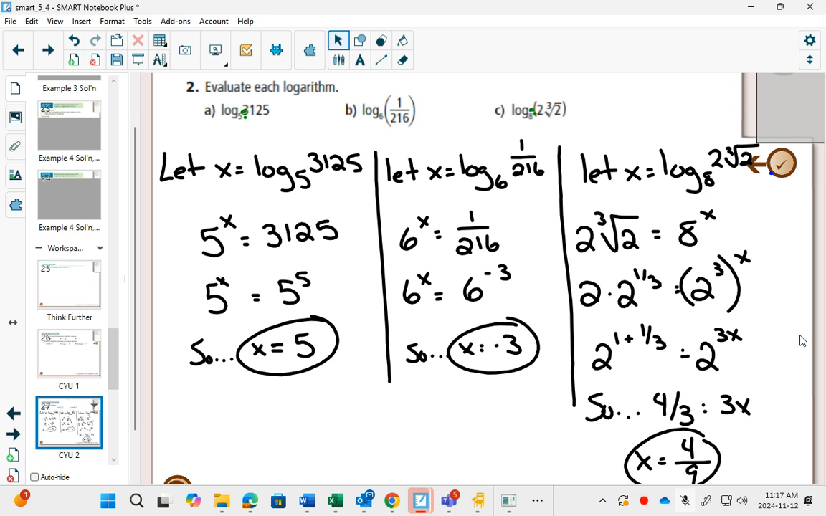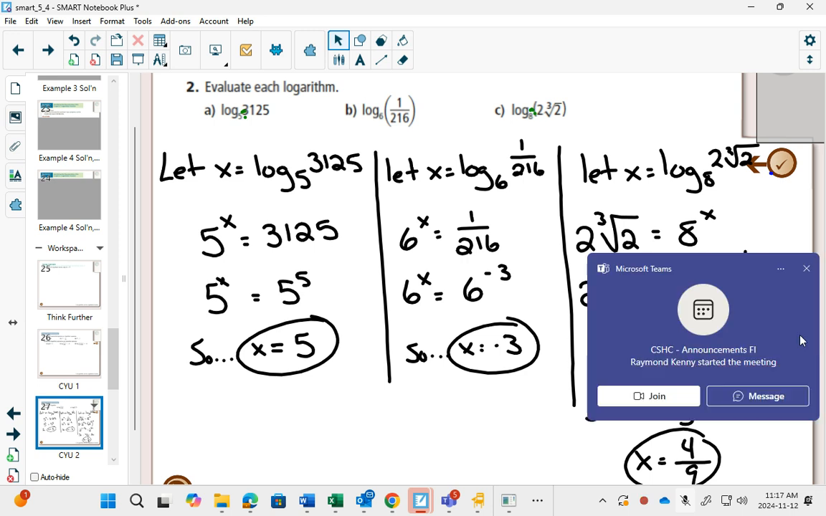Logs solve for exponents, so if this log is equal to x, x becomes the exponent, and it's equal to 3,125. Then you use your powers chart and change everything to the same base, and once the bases are the same, then the exponents have to be the same. Well, it's the same thing in the second one. 216 is 6 cubed, but that 6 cubed would be in your denominator, so using your negative exponent law would make it 6 to the negative 3. And then you get x is equal to negative 3.